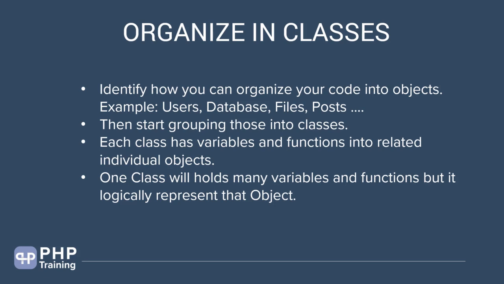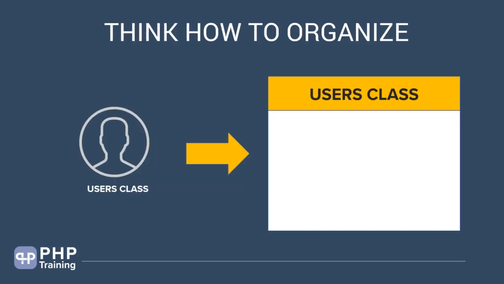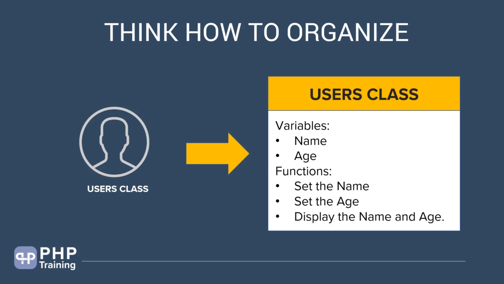Okay, let's look at one more example of how to define a class. So think how to organize. If you're doing a users class, take a second and think, how are you going to organize your variables and functions, and what are the variables that you need for a users class? Think for a second. Okay, so for the variables, you have name and age that is specific to that user. Then you have functions like set the name, set the age, display the name and age.